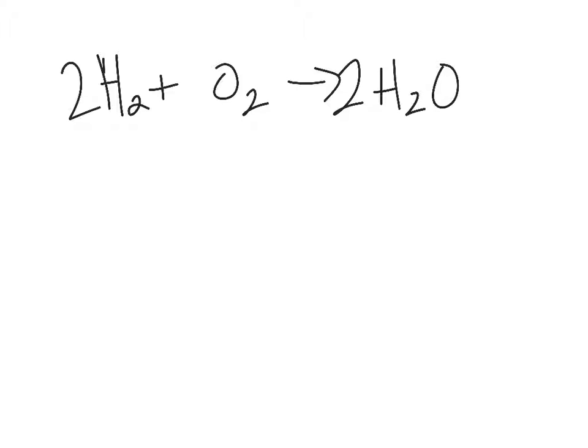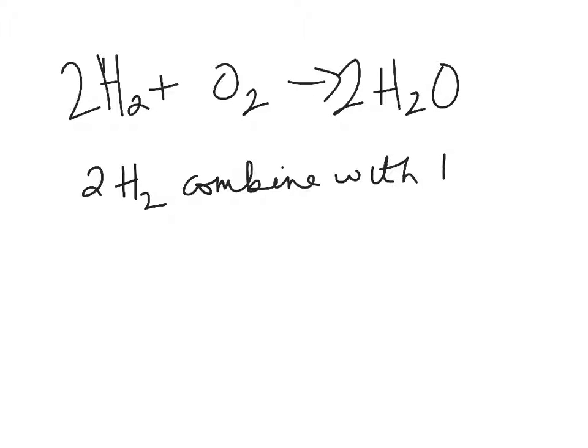Alex, what did you write? So 2H2 combined with 1O2 make 2H2O. You said two H2s combine with one O2 to make two H2Os. That's what you wrote. 2H2 what? Molecules. 2H2 molecules react with or combine with one molecule of oxygen.